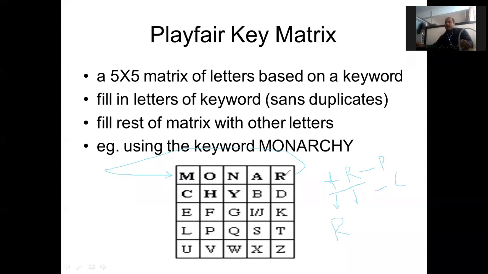And for the R, what is the next character of R here? The next character of R is M. So the ciphertext characters for A and R are R and M.